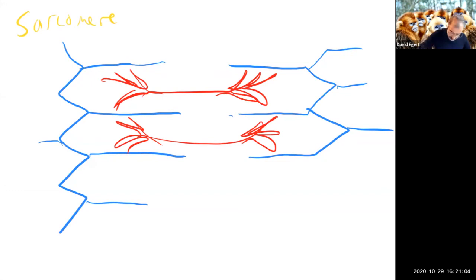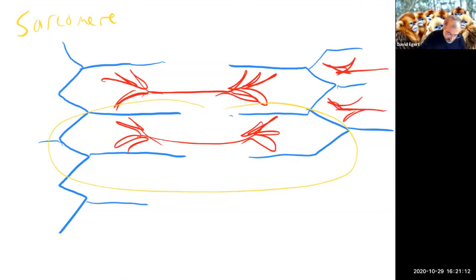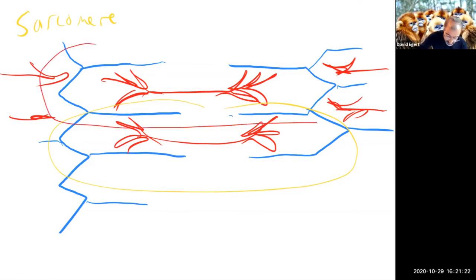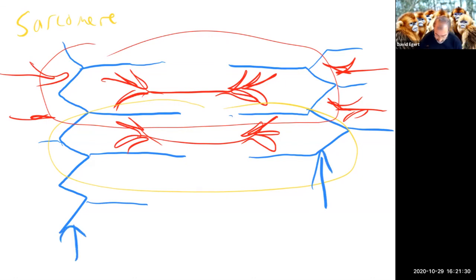So sarcomere is basically this, and you basically have it repeating again and again. And I'll show you some better pictures of this. But basically you have the myosin sitting in a little pocket in the actin there. These kind of boundaries where the sarcomeres are anchored to each other are called Z lines.